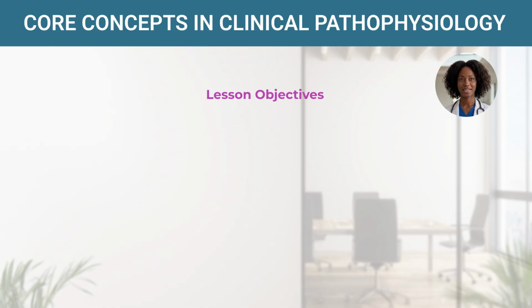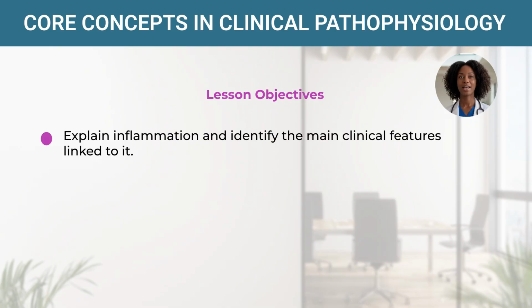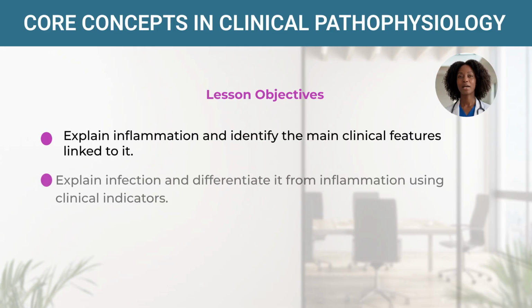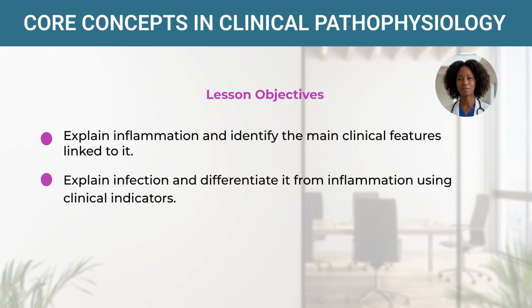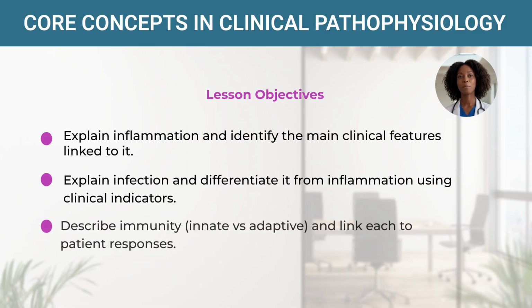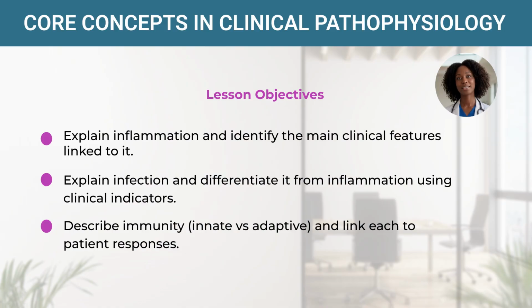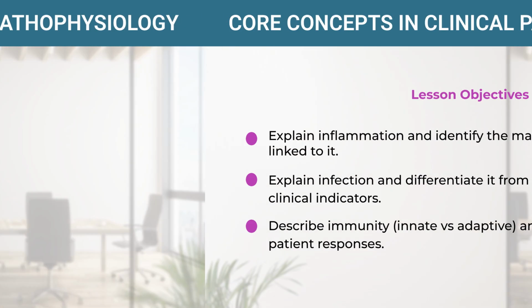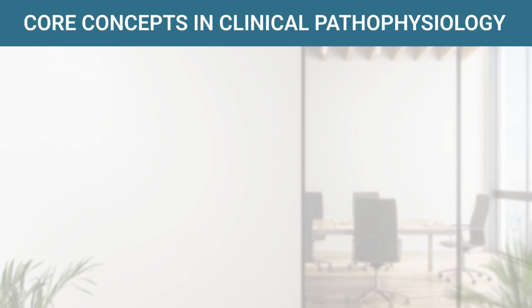By the end of this section, you will be able to explain inflammation and identify the main clinical features linked to it, explain infection and differentiate it from inflammation using clinical indicators, describe immunity, innate versus adaptive, and link each to patient responses. Let's begin with a key concept.